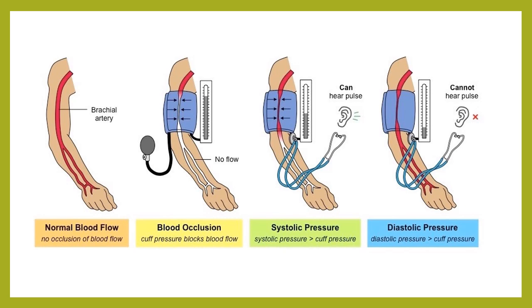So, the pressure of the blood inside the artery during ventricular systole, contraction, is called systolic pressure, and the pressure in the artery during ventricular diastole, relaxation, is called diastolic pressure. The normal systolic pressure is about 120 mm of Hg and diastolic is 80 mm of Hg.